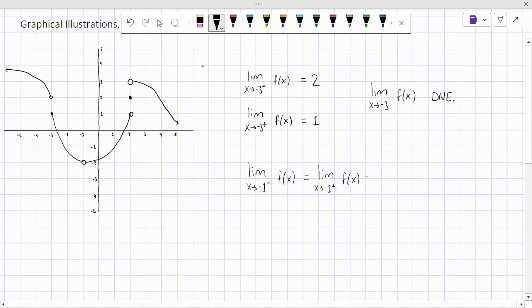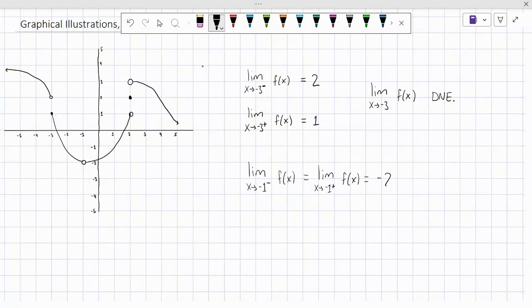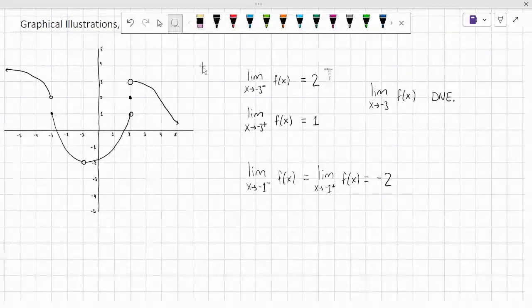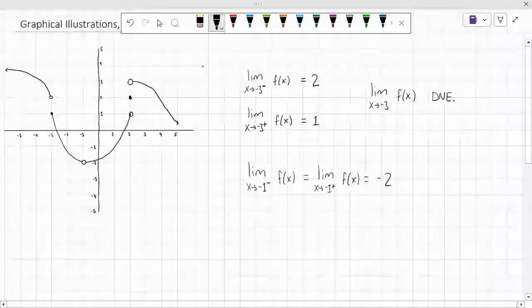Both of these happen to be equal to -2. Okay. And then, to answer that question, why was it that this limit does not exist? I guess the idea is the function is not approaching a single value as x is approaching -3. Instead, the function is approaching 2 different values. It's approaching 2 from the left and 1 from the right. Because it's not approaching a single value, we're just going to say this limit does not exist.